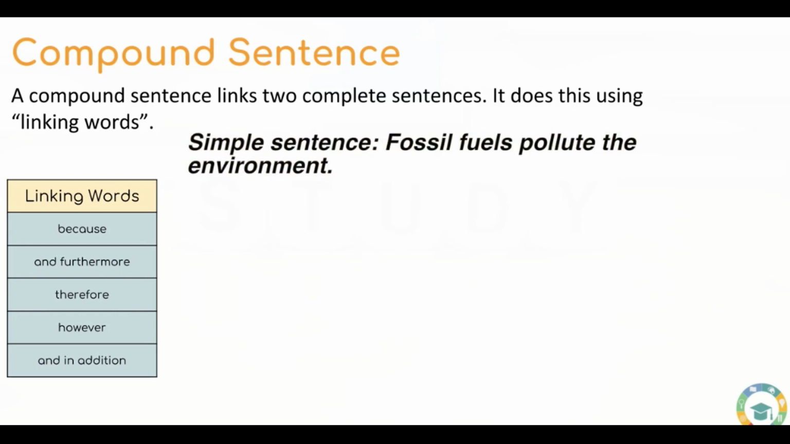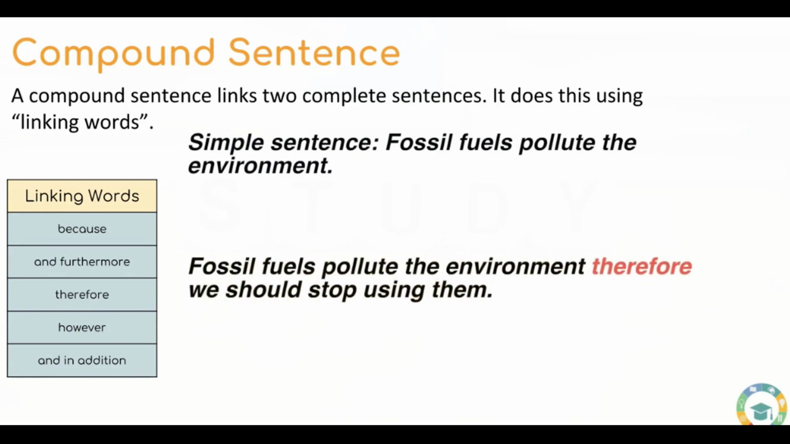Here is an example of a simple sentence. A simple sentence is one whole idea, and it contains a noun and a verb. They can be useful in our essay, but it's good to show a range of complex sentence structures. Here's the simple sentence extended with a linking word to create a compound sentence.